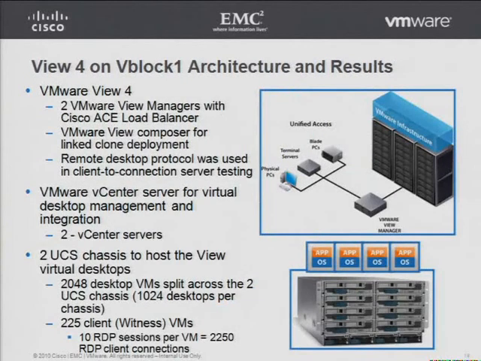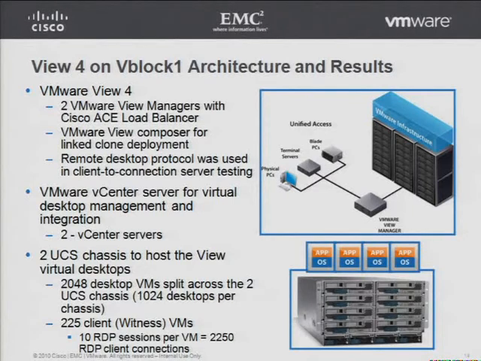So let us look into the details of the configuration that we tested. We took Vblock 1, which can scale up to 4 Cisco chassis. Everything in the infrastructure is virtualized, including our Active Directory, the VDM servers and everything. We were using 2 view managers, and the load balancer was Cisco's ACE load balancer. That way we equally share the load between those 2 connection brokers.